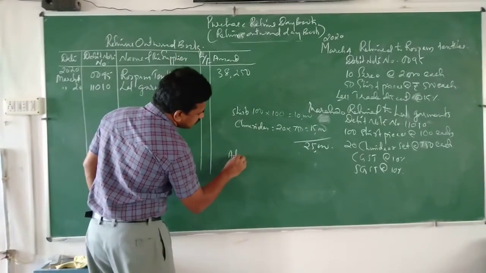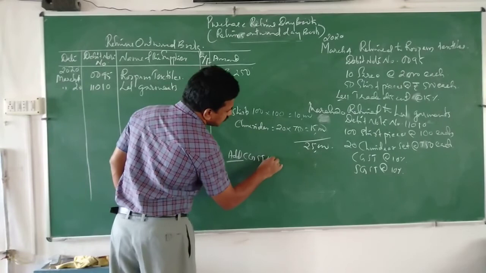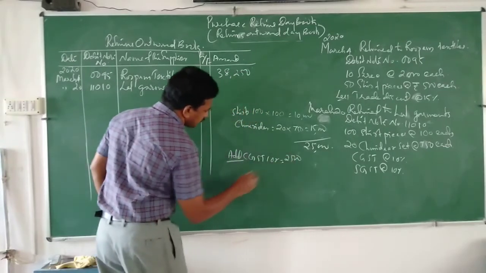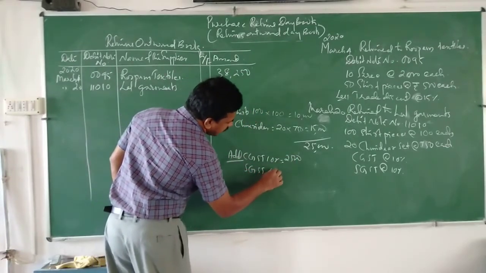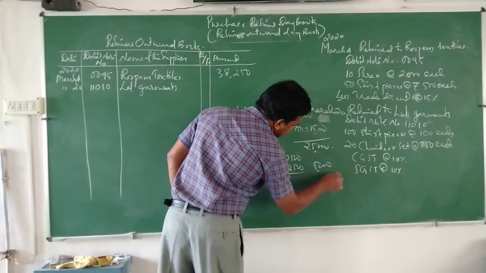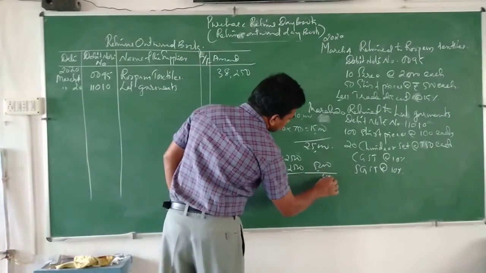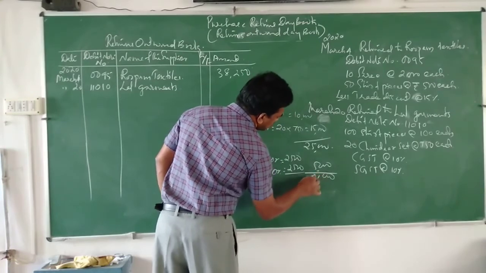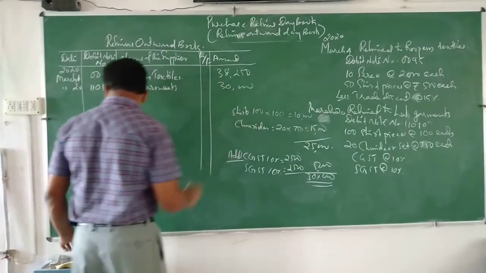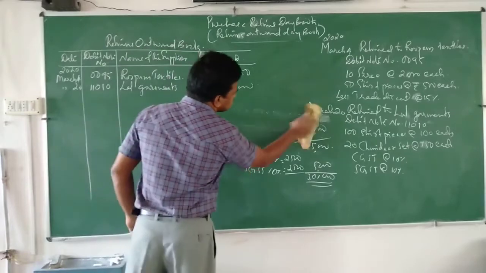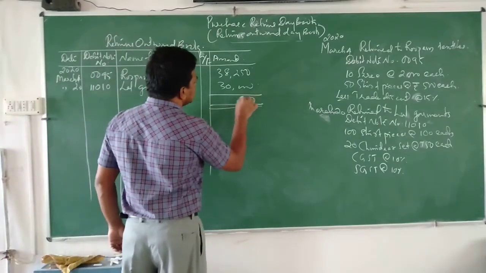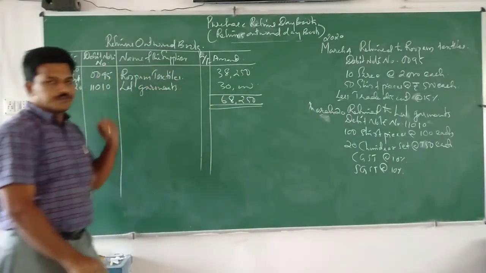Add CGST 10%. So 2,500. SGST again 10%, 2,500. 5,000 will be added. So 30,000 is the total amount. Let us total here. 68,250. This is the total.